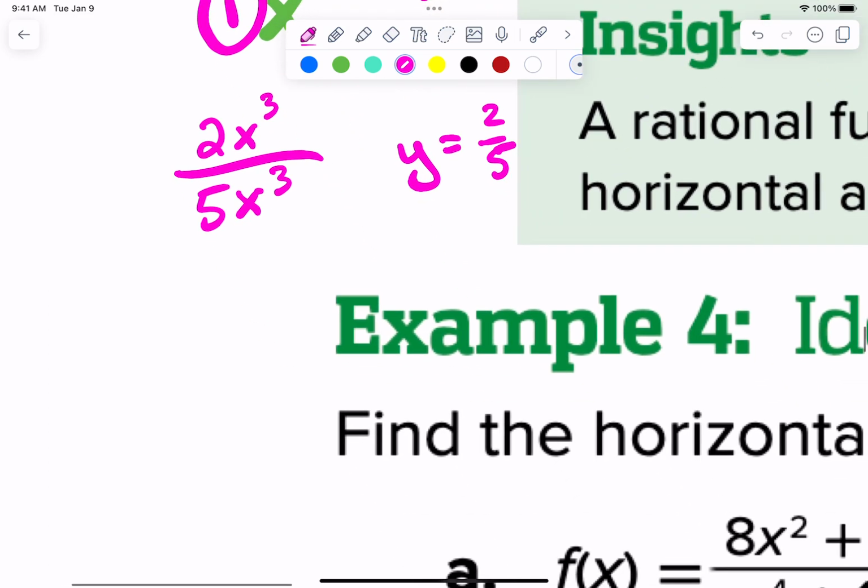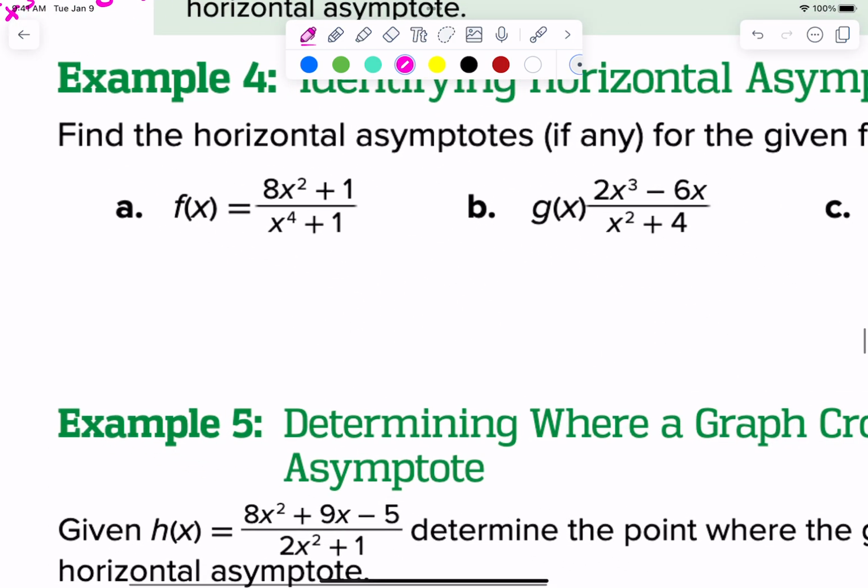Those are my 3 rules. Is that as simple as it gets? That's as simple as it gets. HAs are easy. You don't have to do any computations or anything like that, okay?